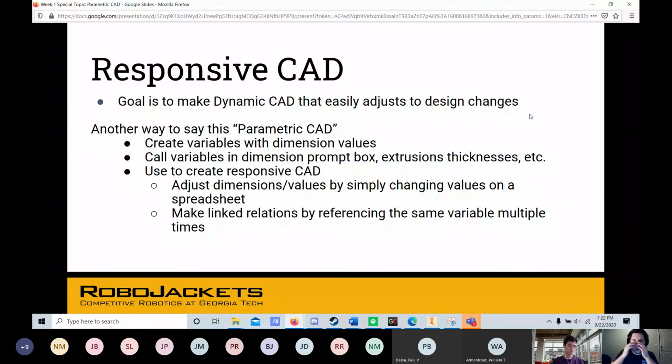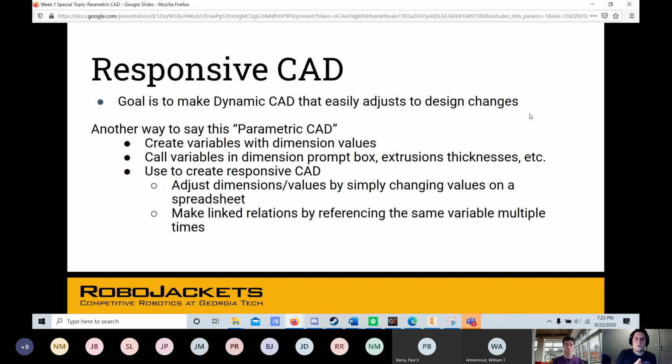So why exactly do we choose to do parametric CAD? And I'll explain what it is in a second. It's to make CAD that's dynamic and easily adjustable to different changes in design. So, let's say you're making a square part, and you have a limit to the perimeter. You can constrain each of the dimensions so that when you make one change to one dimension, the other dimensions change to meet that criteria. Another way to say this kind of constraining is parametric CAD.